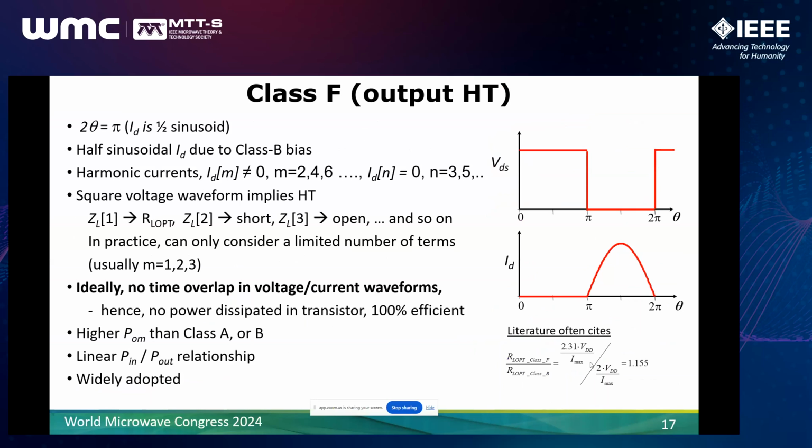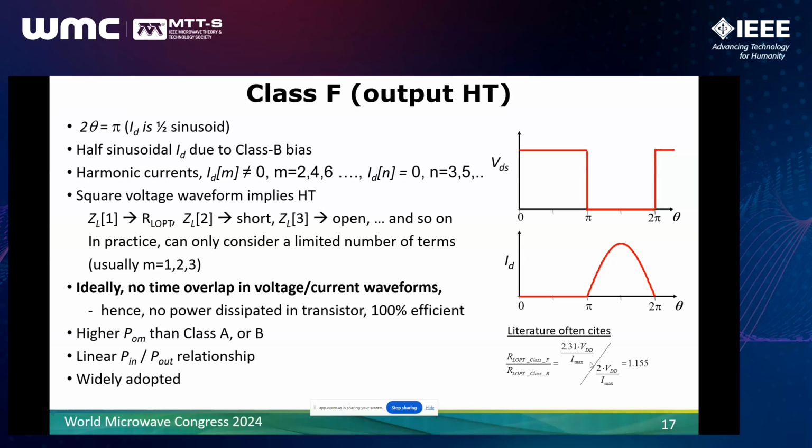This next brings us to several classes of power amplifiers that are formed by applying the appropriate harmonic terminations on the output of the amplifier. So class F is a mode that is quite common. In class F, the idea is to produce a half-rectified current waveform, which is largely produced by biasing the device near the threshold voltage, and then to create, or try to create the best we can, a square voltage waveform.